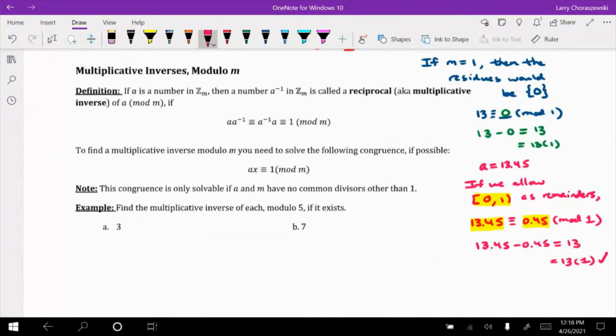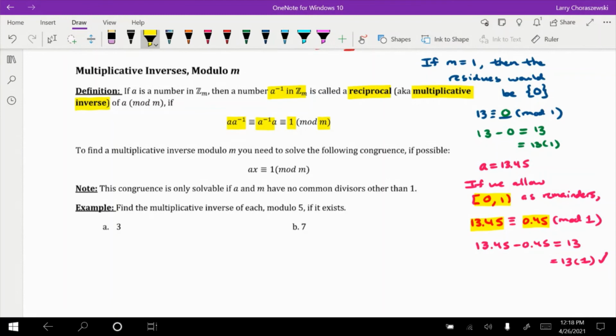And then there's something called the Euler phi function, which gives us an idea of how many of those residues would have multiplicative inverses, should you divide by modulus m. In this definition, it says that if A is a number in the set of residues, then A inverse, which should come from that same set, is called a reciprocal or multiplicative inverse of A modulo m, if the following happens: we can multiply the two numbers and establish that the remainder is 1 upon division by m.